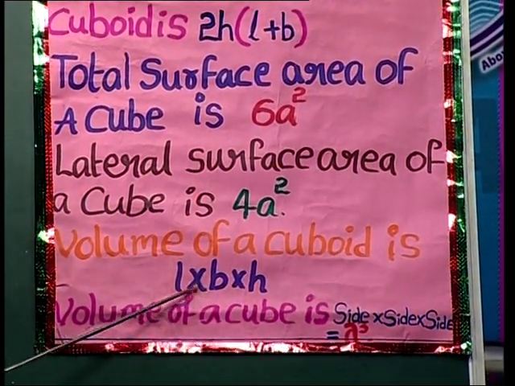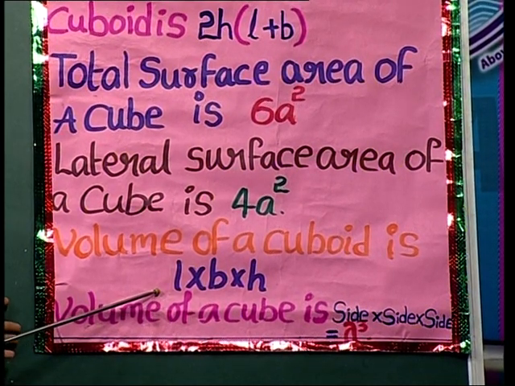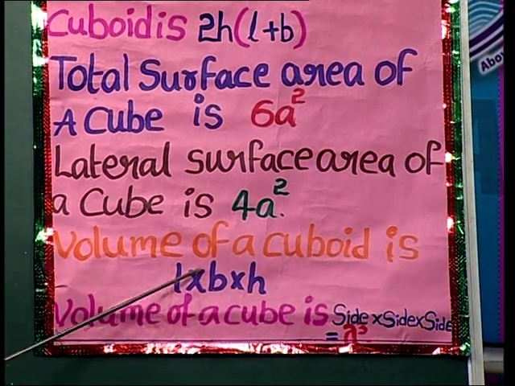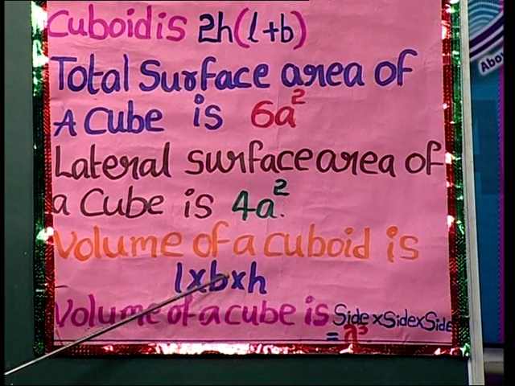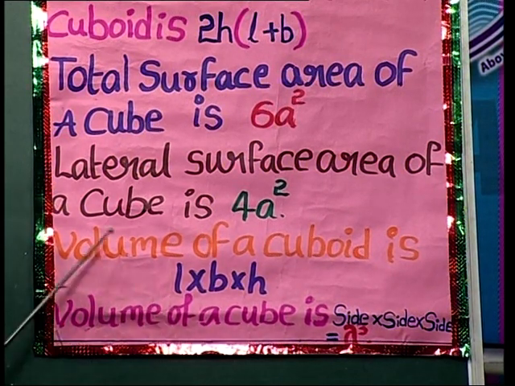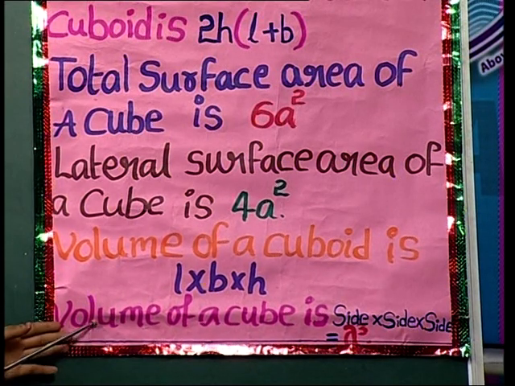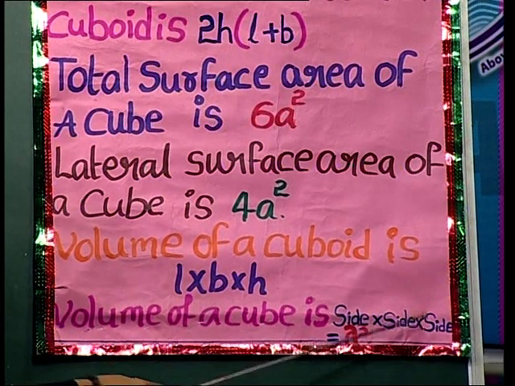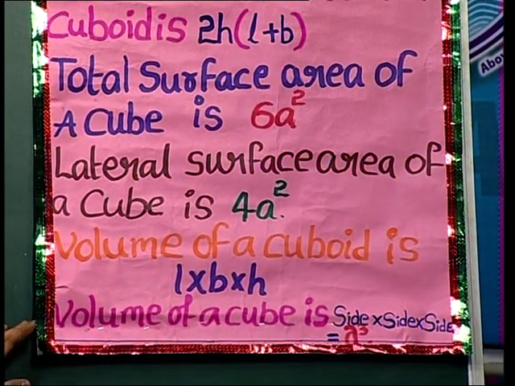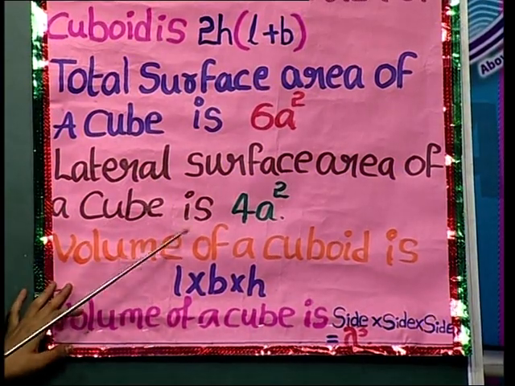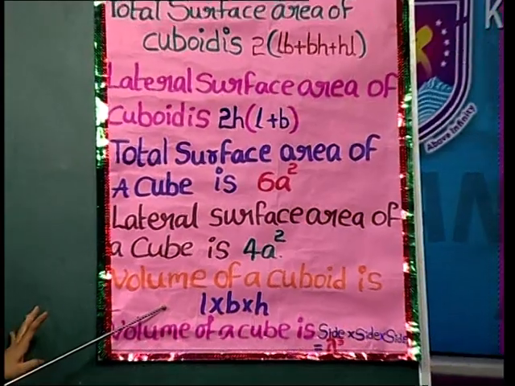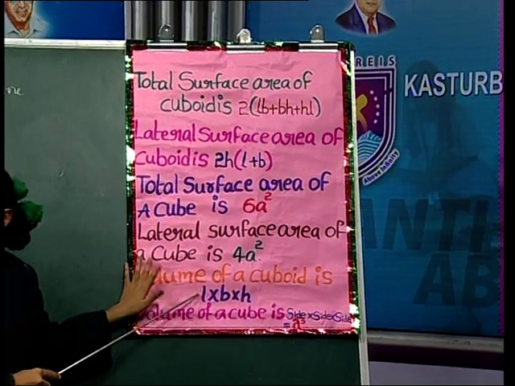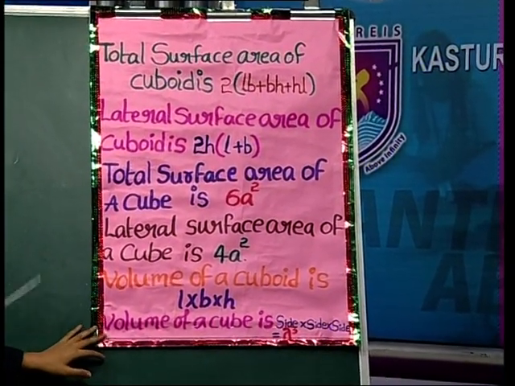Next we go to the volume. The volume of the cuboid, what is the formula? Very good. L into B into H is the formula of the volume of the cuboid. So let us see the volume of the cube formula. That is side into side into side, A cube or L cube. This is the formula, sparrows. You may note down these, they are all important in our chapter. By learning this chapter, these formulas are most important. So you may note down these formulas.